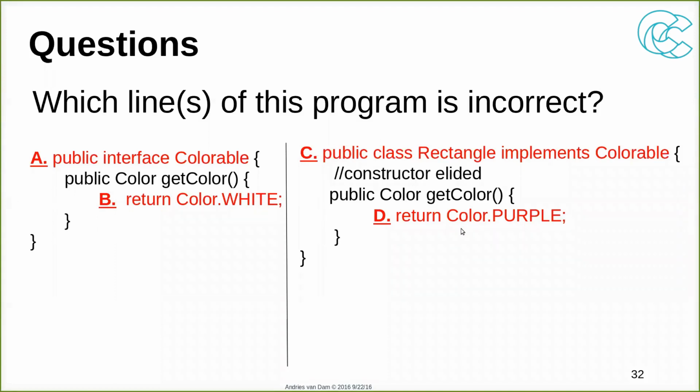On the other hand, D doesn't give an error, because this is where you are expected to define the method. You have implemented the interface, so you said that you are going to stick to this contract of providing the body to the getColor method. So you take the getColor, and you can have a return type or any body. You can have any instruction in the body. That's why this is not an error.